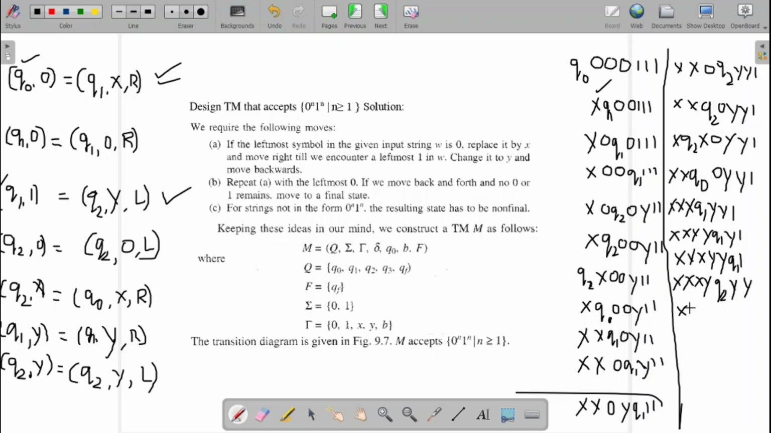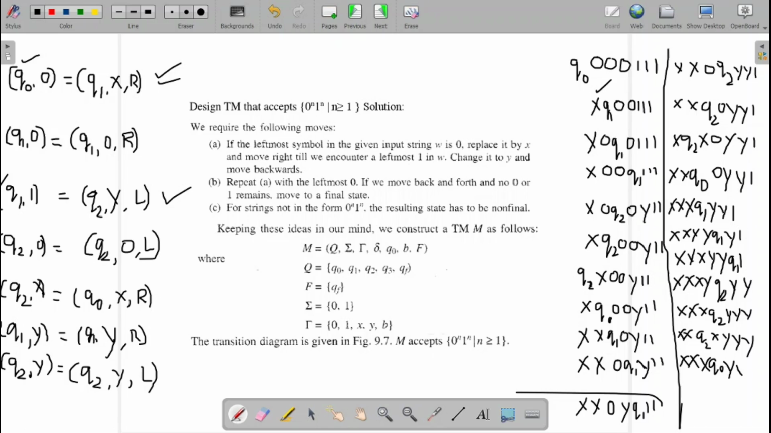X, X, X, then Q2, Y, Y, Y. Again Q2 on Y. Have the left movement. X, X, Q2, X, Y, Y, Y. Q2 on X, you have to reset to Q0. So now what is this one? X, X, X, reset to Q0, Y, Y, Y.